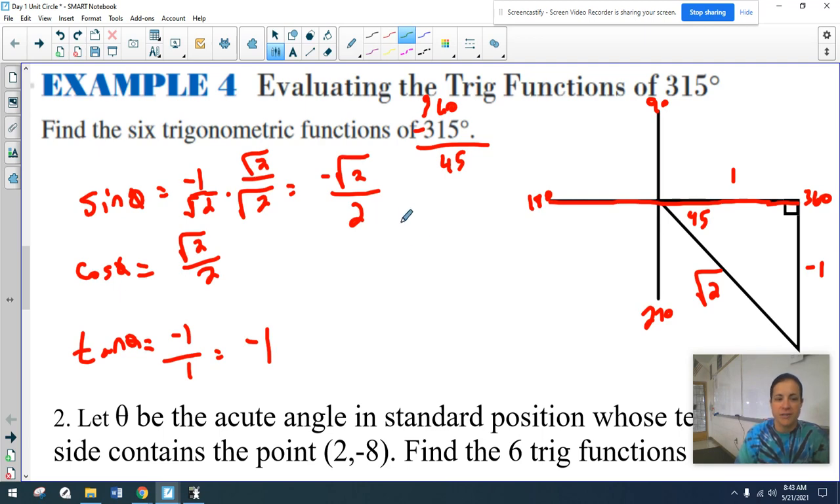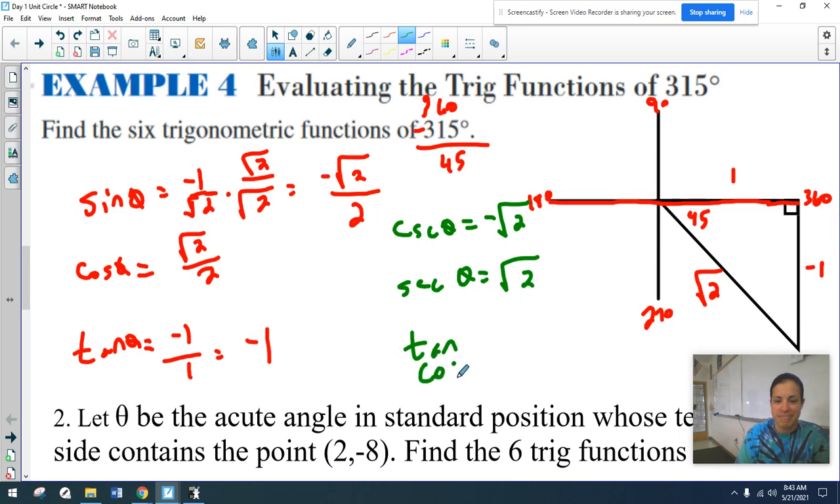Your other trig functions, sine goes with cosecant. Okay, so all you got to do is take this and flip it. So it's going to be square root of 2 over -1, which is just negative square root of 2. Make sure you reduce. Nothing ever goes over 1 unless you're dealing with a ratio. Cosine goes with secant. So it's the same thing. It's just without the negative over here. And then tangent or cotangent, we're going to take this and flip it, which is still going to be -1. So those are my 6 trig values.